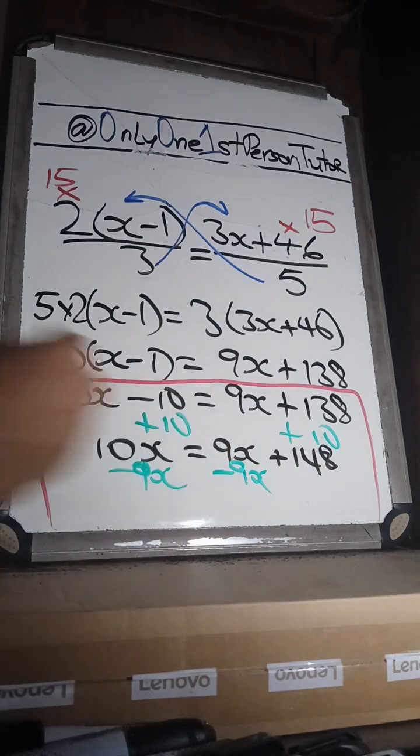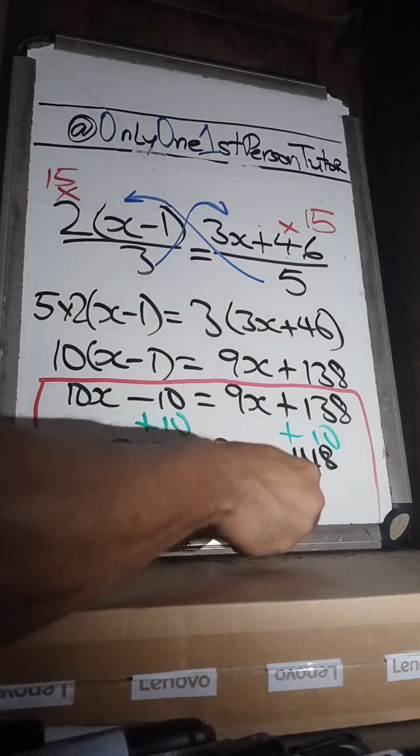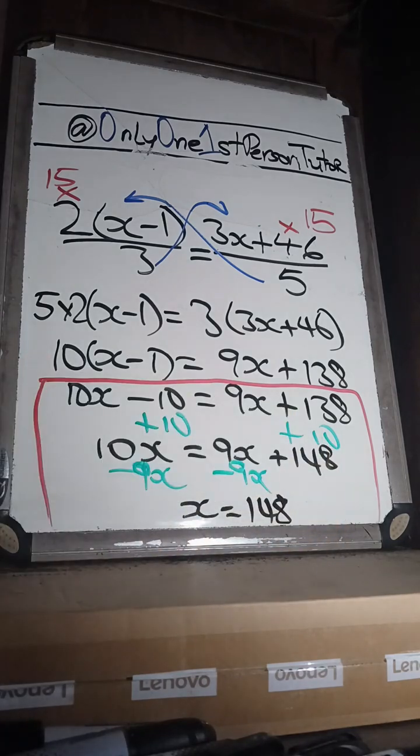So our 1x, or just x, is equal to 148. Now, could we prove this? Yeah, but at this point, why would I want to do that? I mean, it will work, you know. 148 multiplied by 3, add it to 46, divided by 5.